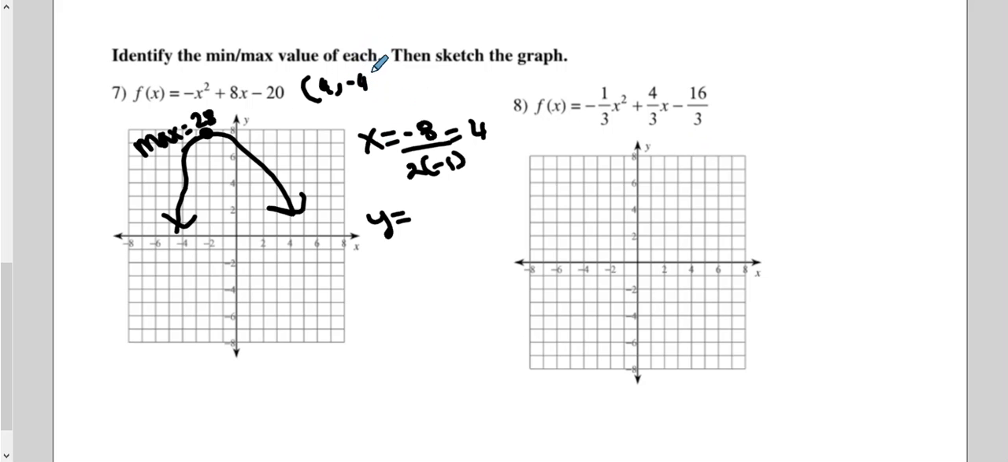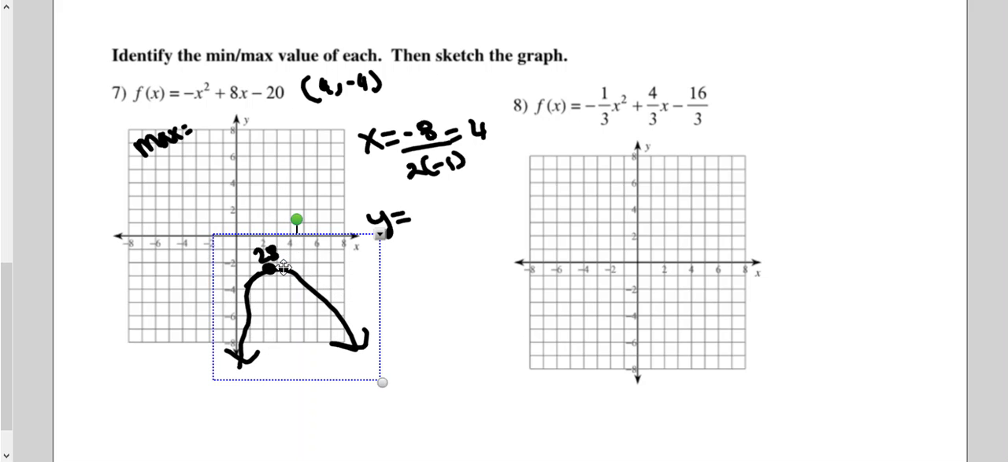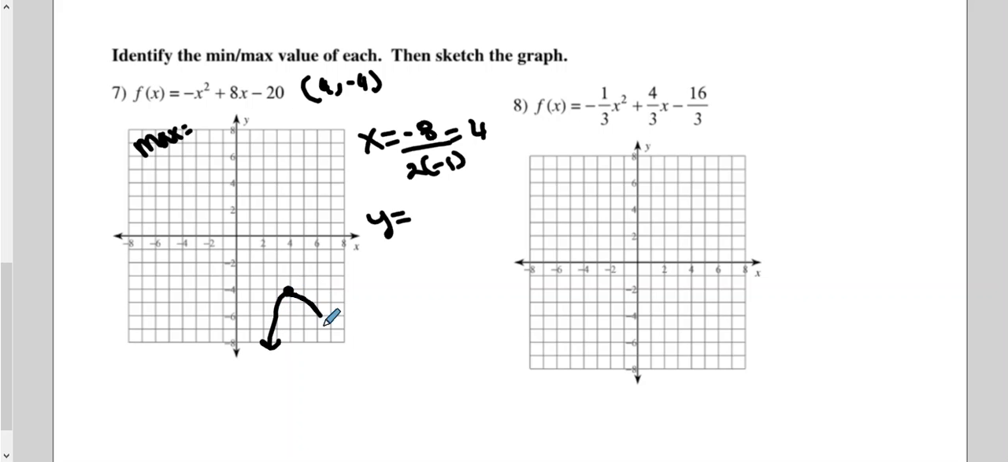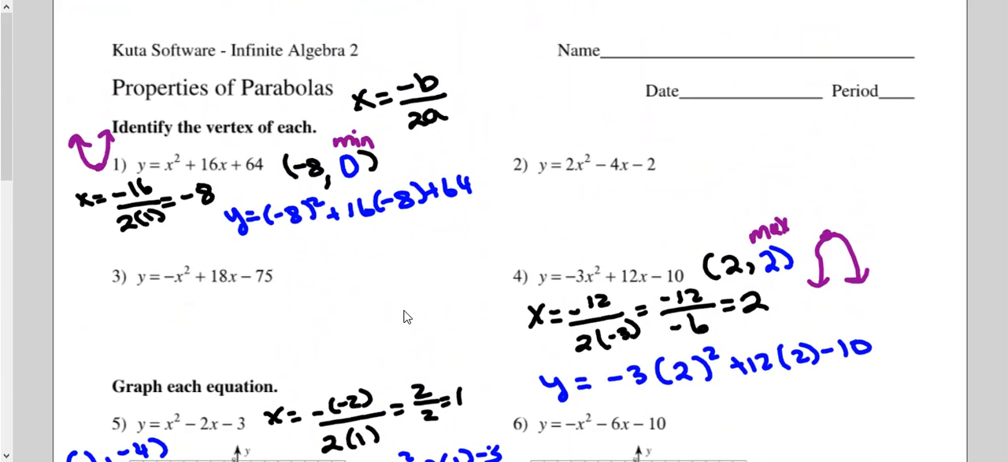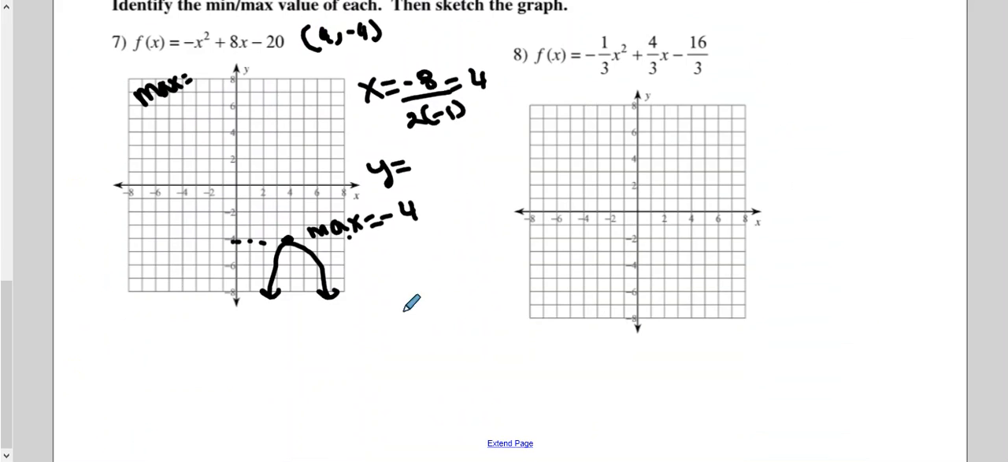Okay, so that means somewhere over here. Let me just erase that. So my vertex is at 4, negative 4, and then it's going to go down. And so this is a maximum point. The maximum is always going to be your y-coordinate. So y equals negative 4, okay? So go ahead and do the rest of these. So you have 8, 6, so 2, 3, 6, and 8, okay? Thanks.